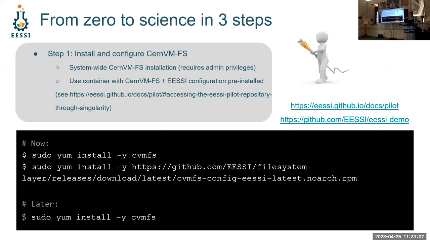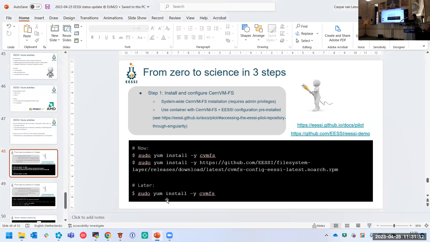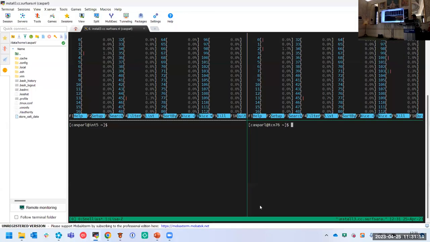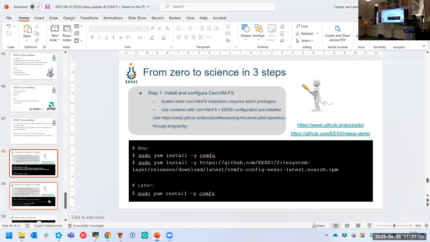I still have a demo. Do we have time? Let me see. Copy paste. Yeah, so basically, if you want to install it, if you have a VM or whatever, you can just install CVMFS, and then there's a second step to install the EESSI configuration. That will eventually be one step, right? So as soon as we become a default configuration in CVMFS, just yum install CVMFS should be enough.